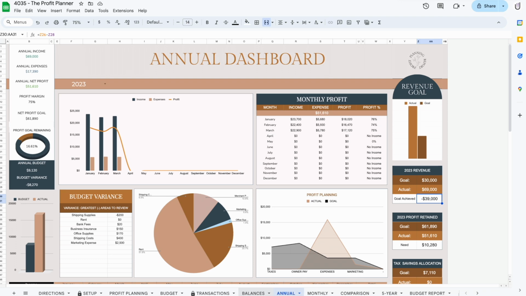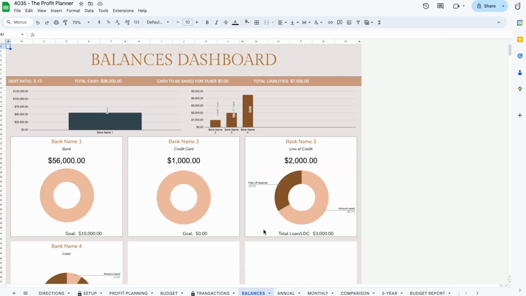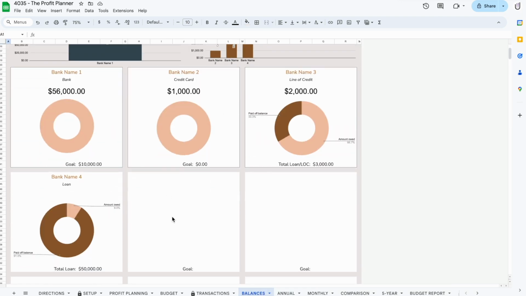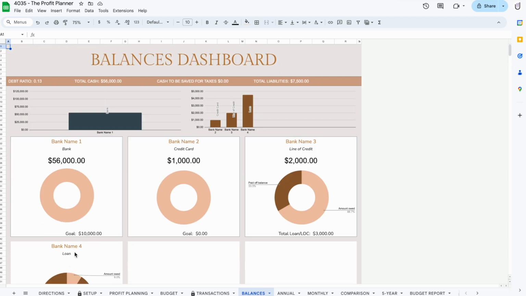The first one is going to be the balances dashboard. And the balances dashboard is simple. For every account that you add to your setup tab, you're going to have individual pockets for each of those accounts. And you will have essentially what your debt ratio is for the company, for your liquid accounts, as well as with your liabilities. And you're going to see what your total cash balance is available, how much you have saved for taxes, and how much outstanding liabilities you currently have. So you'll see the details there for each of the individual accounts.